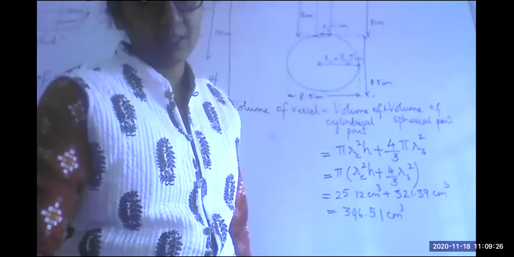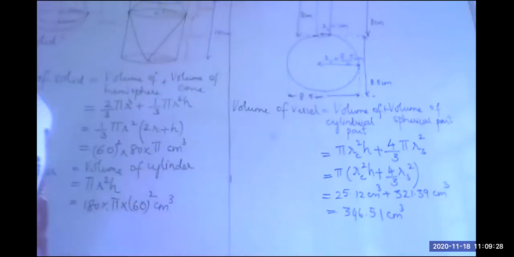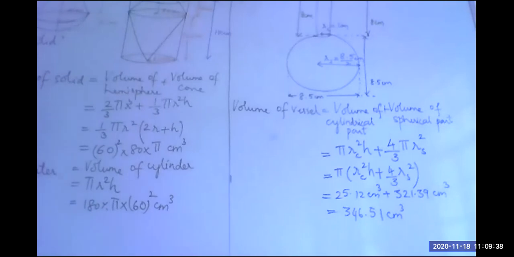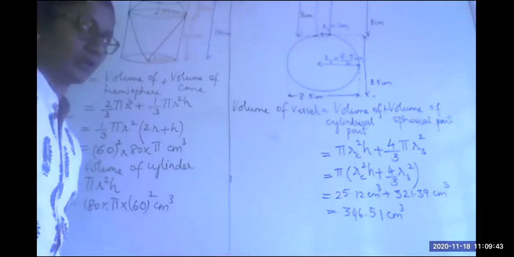There was a mistake. So you will go back and tell the volume calculated or reported by the child is wrong. The actual volume of the vessel is 346.51 centimeter cube. So that completes our volume of combination of solids. Next, we have to move to conversion of solids.